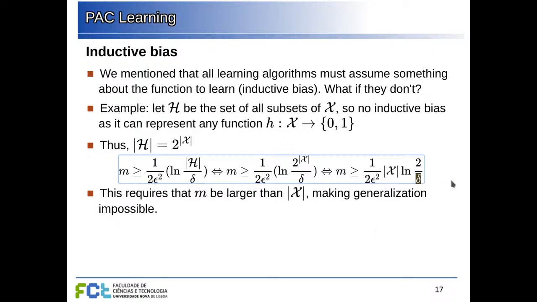And since we want delta to be a small number, because this is the probability delta of going over the limit of the error, and we want the epsilon to be a small number, because epsilon is the difference between our training error and the true error. So m must be quite larger than the total number of points in the universe. So this means basically that if we have no inductive bias, then the upper bounds of our true error really explode, and it's impossible to get a training set large enough to be able to generalize.